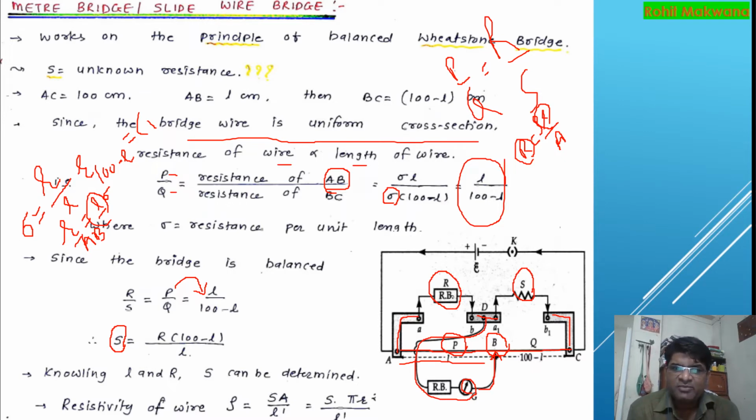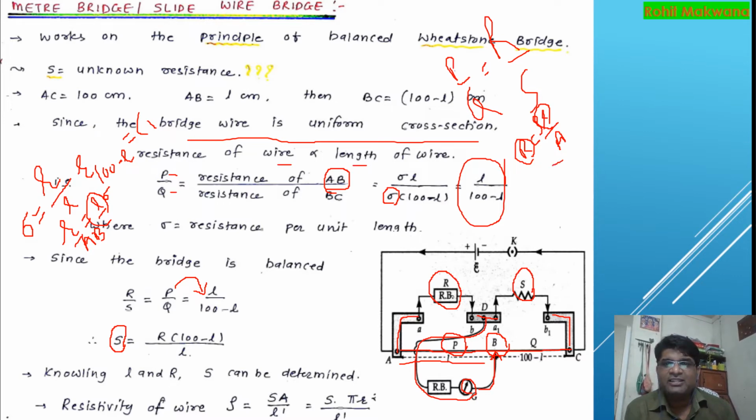In this experiment, they may tell you to find out resistivity also. So what will we do? With the help of the screw gauge, also called a micrometer screw, you try to find out the radius of this wire, because you know resistivity rho is equal to RA by L. You know what the formula is.